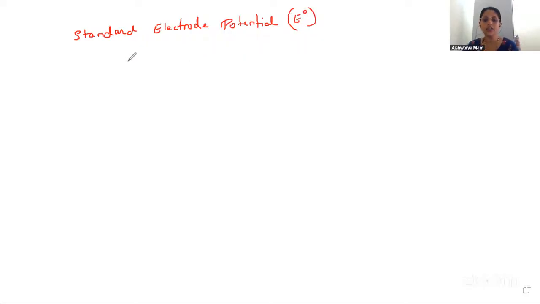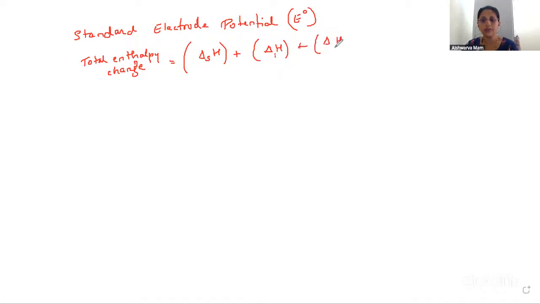So what is this total enthalpy change? The total enthalpy change which is involved during the reaction, during the formation of a metal ion. It is nothing but the enthalpy of sublimation, written as delta S H. Delta H stands for enthalpy, S stands for sublimation. Enthalpy of sublimation plus ionization enthalpy plus enthalpy of hydration.